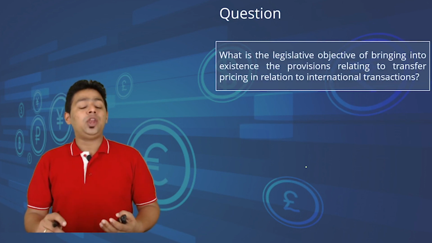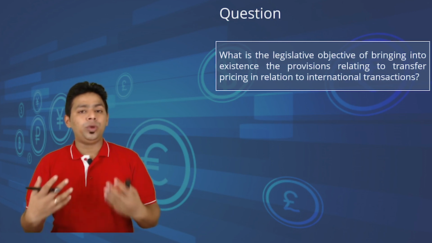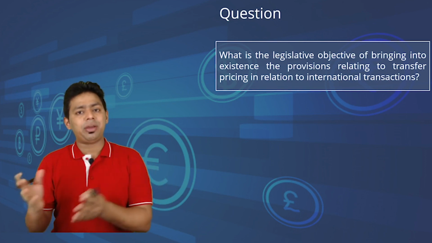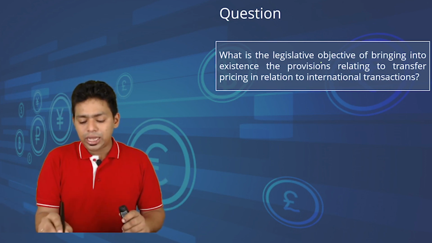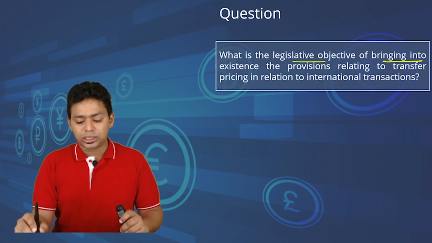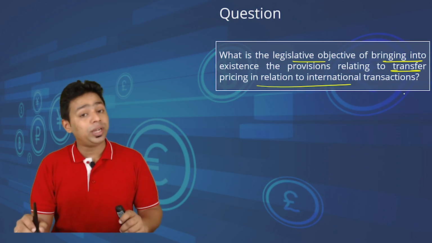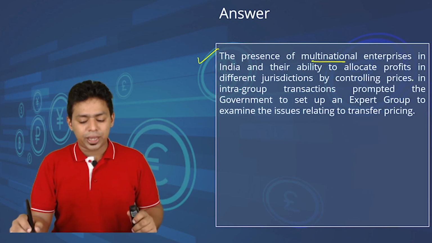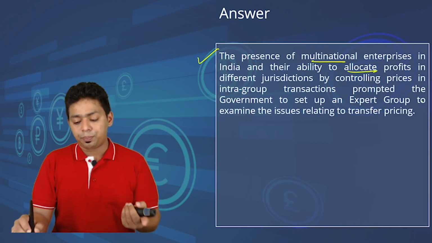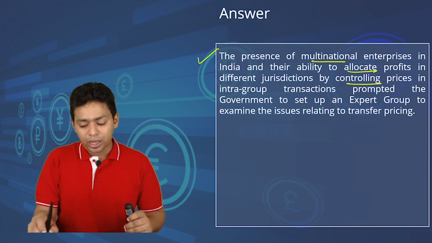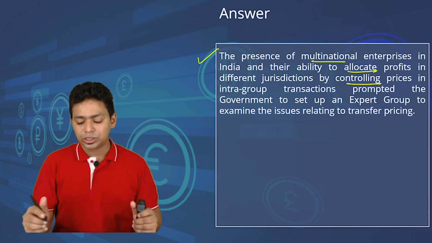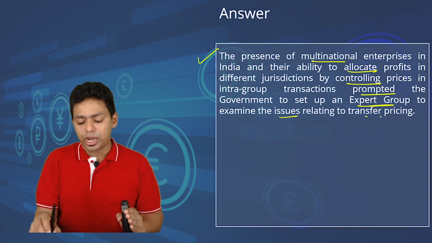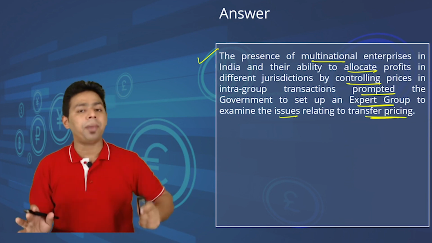What is the background, sir? Can you explain to us in a theoretical manner why we introduced transfer pricing provisions in India? Obviously, we were discussing that only. But if you want a justifiable answer, this is the question: what is the legislative objective of bringing into existence the provisions relating to transfer pricing in relation to international transactions? So let us discuss the answer. The presence of multinational enterprises in India and their ability to allocate profit in a different jurisdiction by controlling the prices in intra-group transactions prompted the government to set up an expert group to examine the issue relating to transfer pricing. Everything they have summarized in one paragraph.